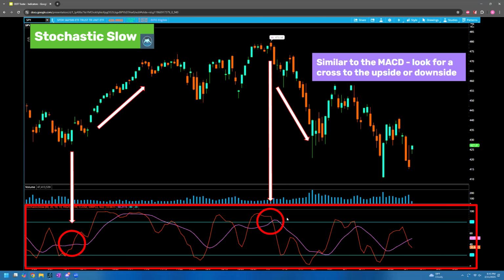So there's a couple ways you could use it, right? You could use it basically as a combination of the RSI and MACD, where with RSI, a hold above 80 could either be a sell signal or an indication of strength. And similarly for the RSI below 20, or in this case, Stochastic Slow below 20. And then same idea for the crosses.